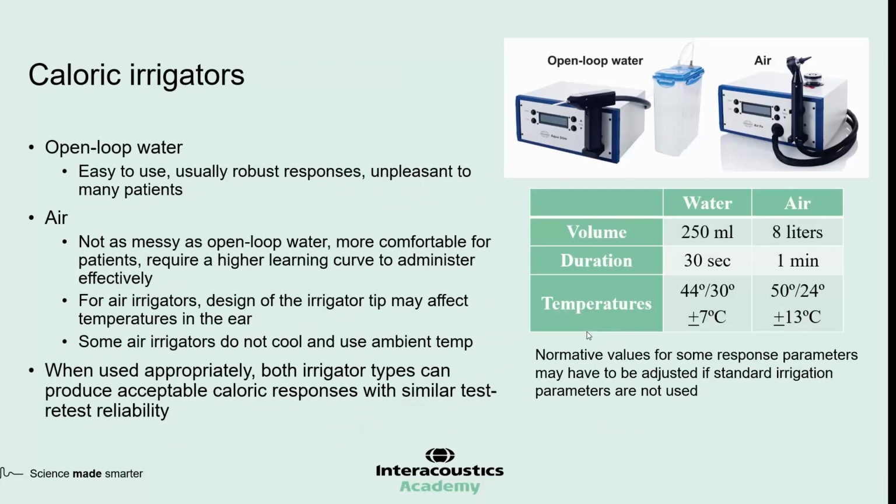So here, just a quick review of the irrigators. The caloric irrigators, there are 2 different kinds that are currently accessible. Open loop water, it's called open loop because the water just goes into the ear canal and comes back, and you're supposed to catch that with a basin.